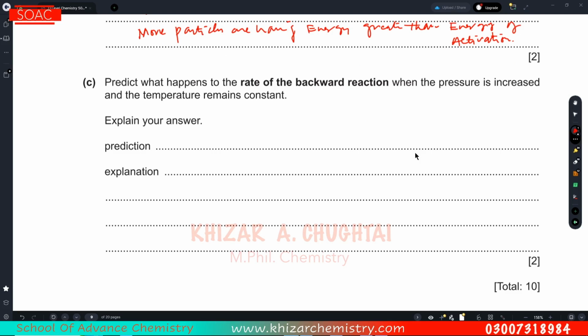C part: what happened to the rate of backward reaction when pressure is increased at a constant temperature? Explain your answer. Once again, pressure has a direct relationship with the rate of reaction. Higher the pressure, higher the rate of reaction for both. By increasing the pressure, the rate of forward reaction increases, and also the rate of backward reaction increases. So both rates increase if we increase the pressure. So the prediction is the rate will be higher.